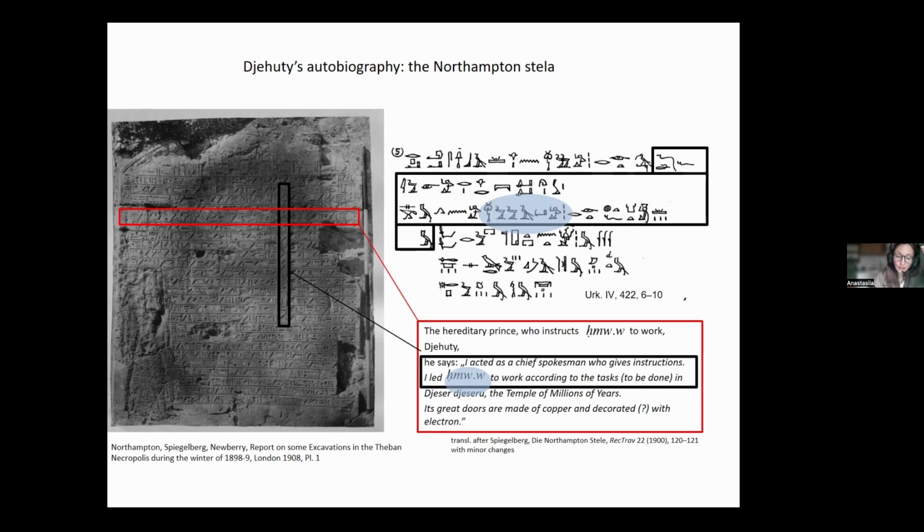And it is significant also because in the autobiography of Ineni, the mayor of Thebes, who was responsible for the construction projects under Hatshepsut's father, Thutmose I, in Karnak, and also for the preparation of the king's tomb, unseen and unheard. He also says, instructions were not given to me by the elder, and he also claims that he was a chief spokesman of every work. So these two autobiographies are comparable by their phraseology.